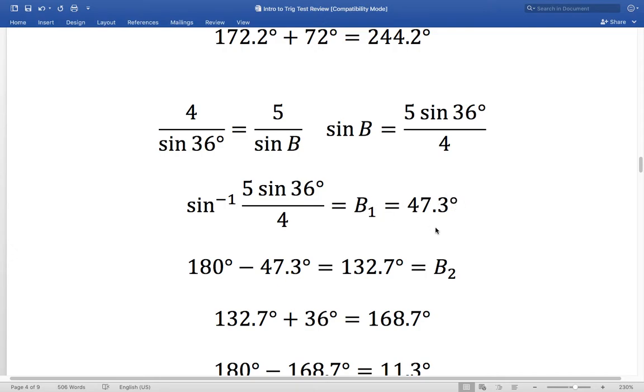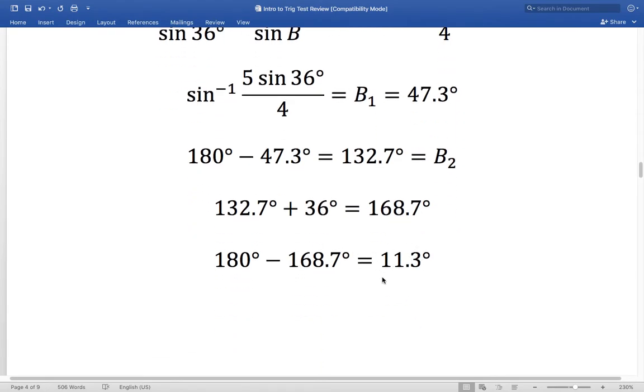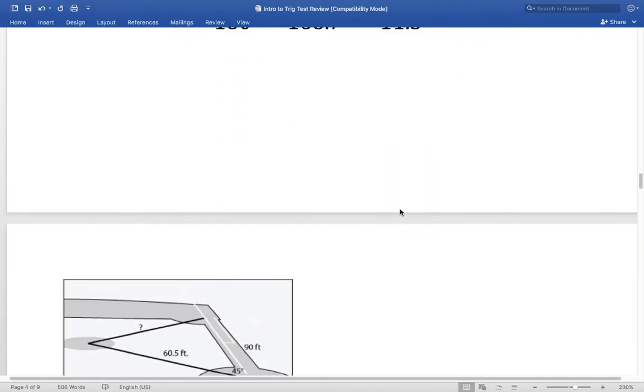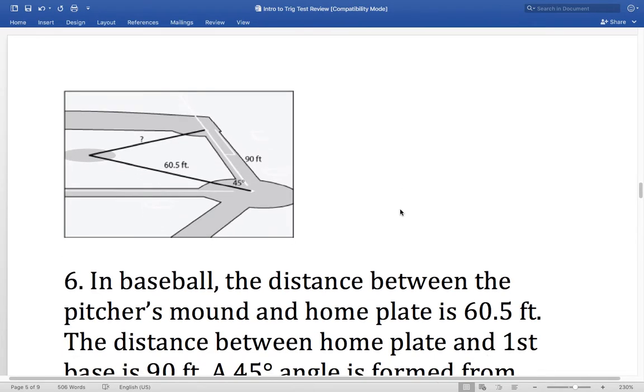Now we check to see if it's possible to have a second possible triangle by taking this 47.3 and subtracting it from 180. That gives us our second possible angle. We add the second possible angle to our original angle A up here, and that gives us 168.7 degrees, which is less than 180, so it is possible to have a second triangle. On the test, I don't know which version of the test you're going to get, so I don't know whether you'll have a scenario where there's no solution, just one solution, or 2 possible solutions.